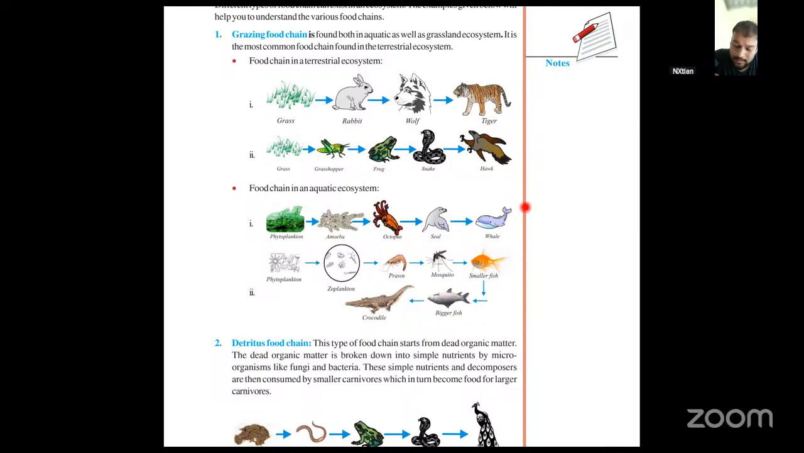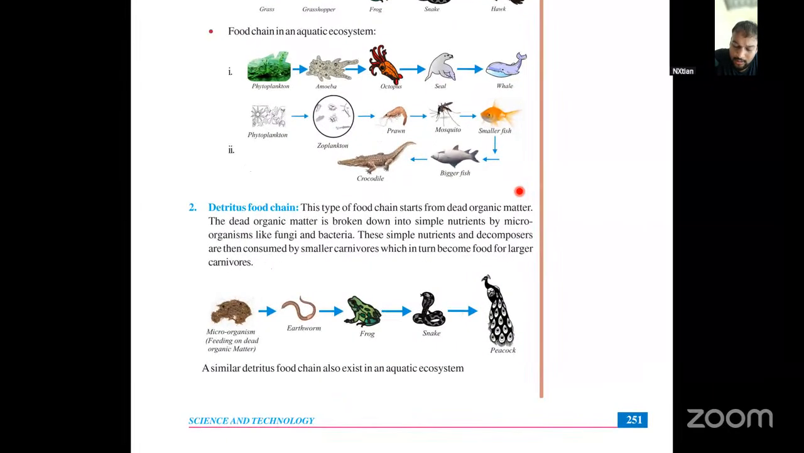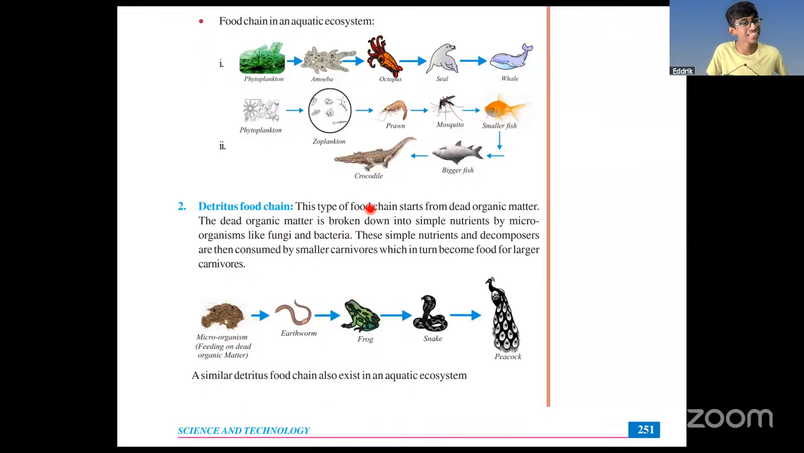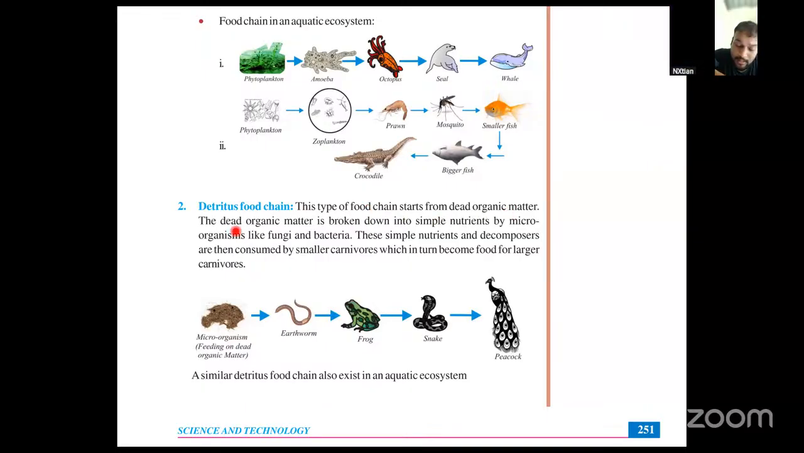Okay. Now the second one is the detritus food chain. It is based basically on microorganisms like fungi. They depend on the dead organic matter. So I will.